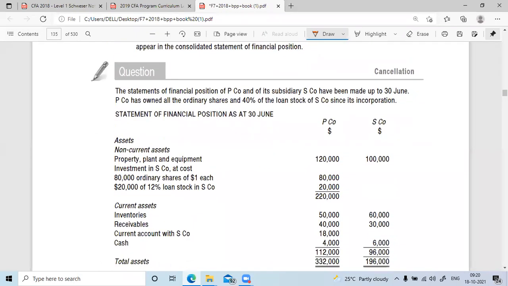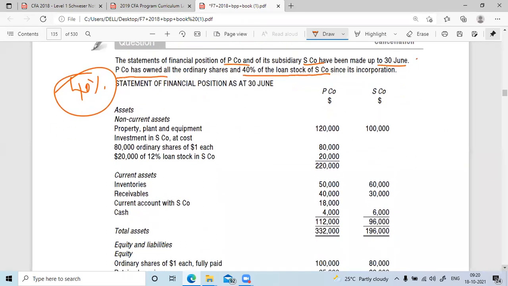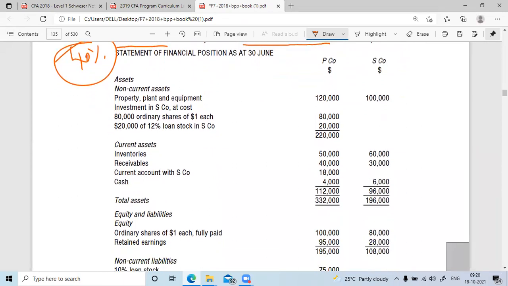See, this is the statements of financial position of P company and of subsidiary S company, made up to 30 June. P company has owned all the ordinary shares and 40% of loan stock of S company. 40%. So what shall we do here in consolidation? See, non-current assets you should add. Investment in S company at cost, 80,000 ordinary shares of $1 each is given. And here also 80,000 is given. So capital and investment will cancel out.